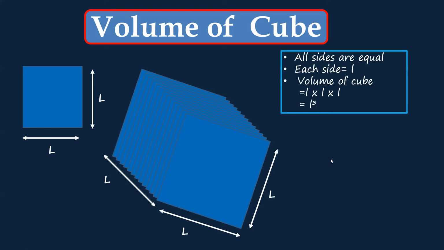So to calculate the volume of the cube, I will multiply all these sides, that is length, breadth, and height of the cube, because all these 3 sides occupy the space which is called the volume of this cube. So the volume of the cube is L cube or side cube, right?